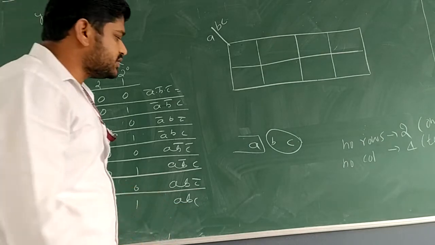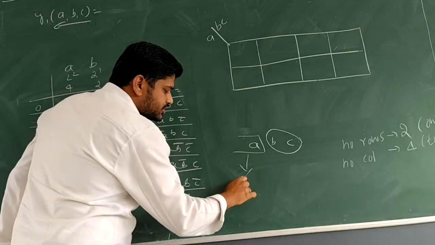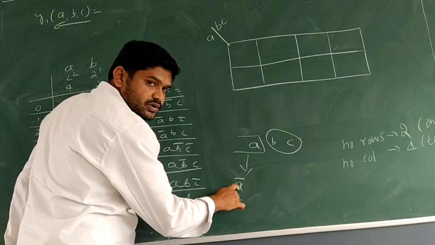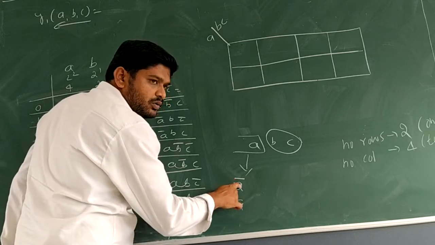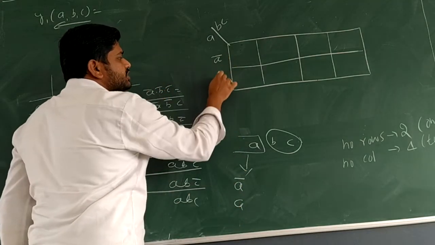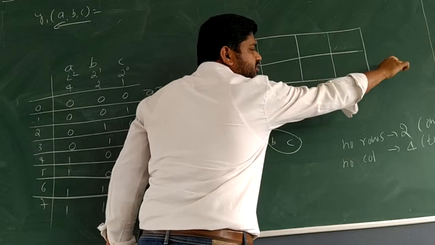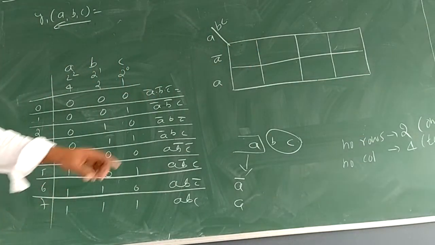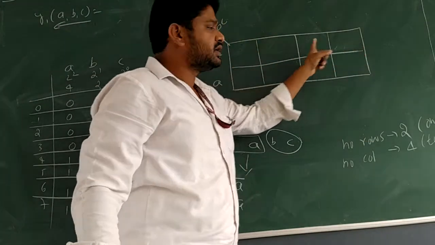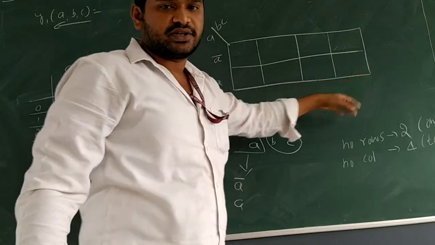Why I am doing this is that A has 2 formats, one is 0 and one is 1, that is A complement and A. This row is A complement. This complete row is A. The first complete row is A complement. The second complete row is A.